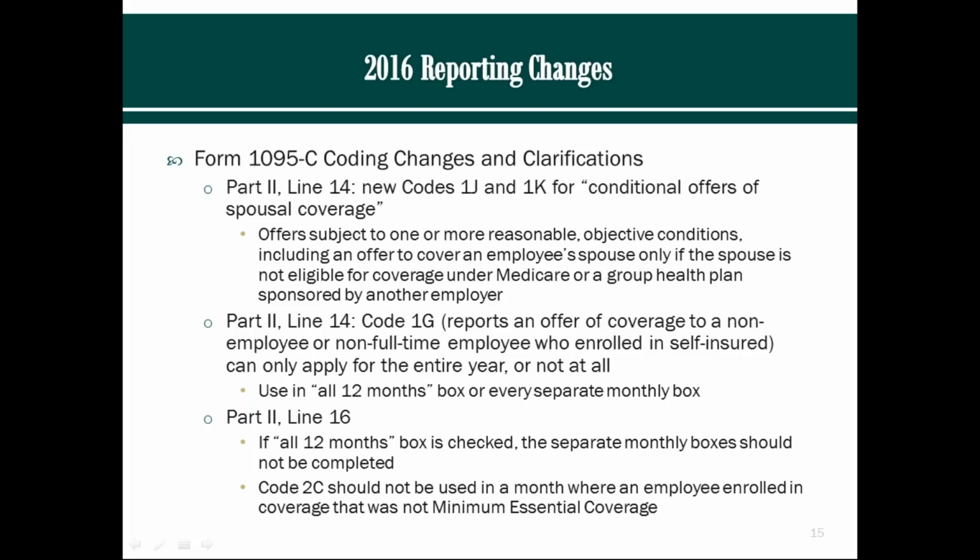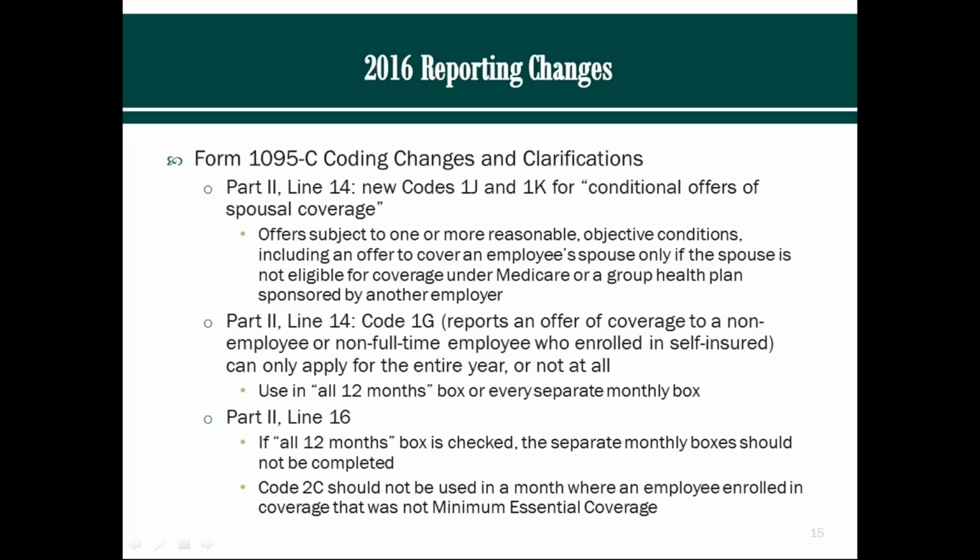The next clarification they gave us on Part 2, line 14: there's this code called 1G. And 1G reports an offer of coverage to someone who's a non-employee. So let's talk about who's a non-employee for a minute. If you would be covering directors under your plan who aren't employees, who don't come to work every day and get that paycheck, you would report them as a 1G. If you have someone who is covered under COBRA and they were not an employee for any day in the month, you would report coverage as 1G. So again, under COBRA, they have 18 months of coverage, and if for one whole year they received COBRA coverage and they were never an employee that month, you'd use a code 1G in that situation.